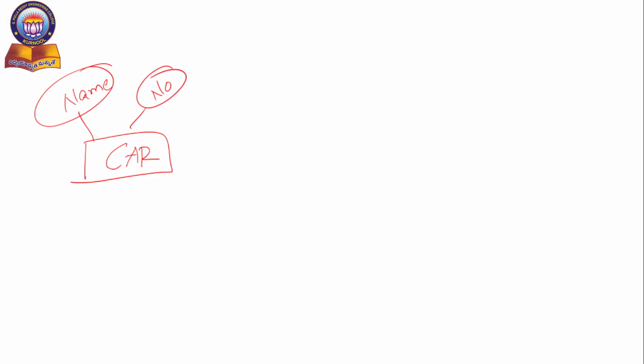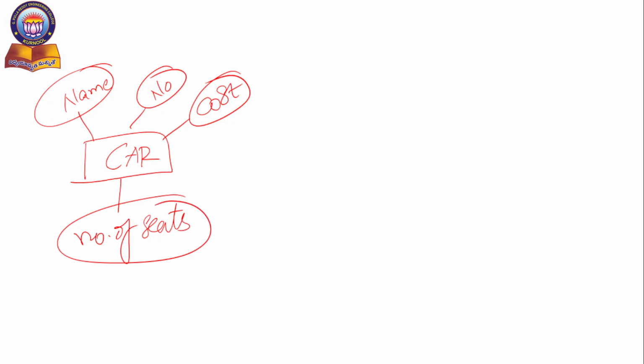We consider one example. Car is an entity. Then the attributes of a car are name, number, cost, number of seats.